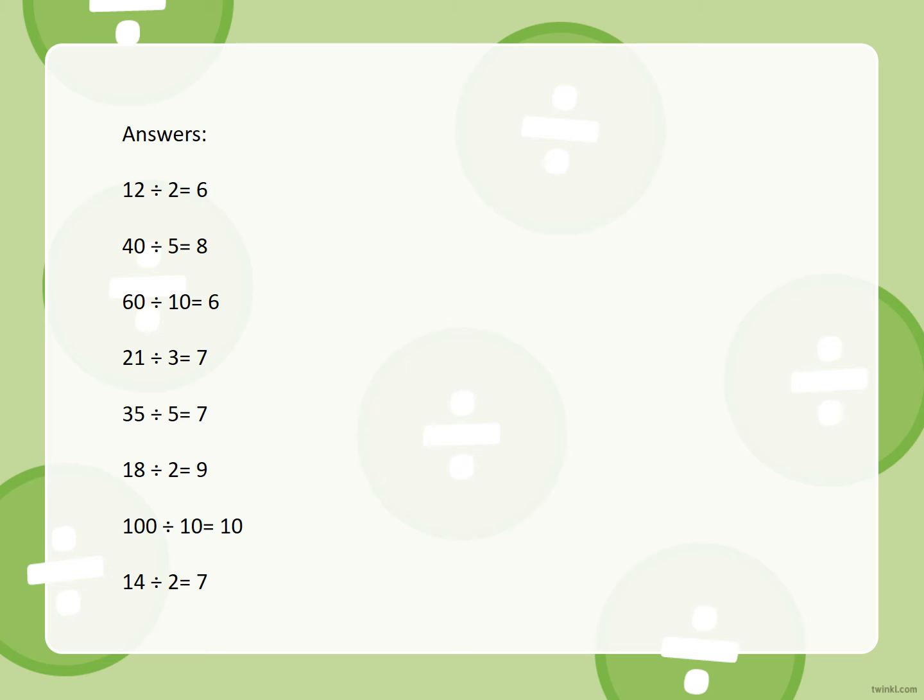So here are the answers, Year 2. 12 divided by 2 is 6 because 6 times 2 is 12. 40 divided by 5 is 8 because 8 times 5 is 40. 60 divided by 10 is 6. 21 divided by 3 is 7. 35 divided by 5 is 7. 18 divided by 2 equals 9. 100 divided by 10 equals 10. And 14 divided by 2 equals 7.